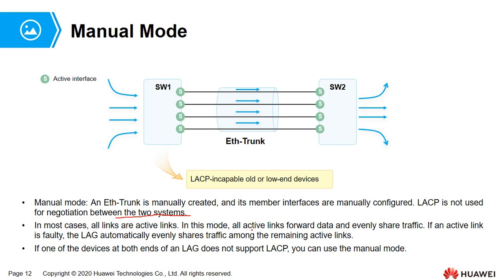In this mode, all active links forward data and share traffic. If an active link is faulty, the link aggregation group automatically shares traffic among the remaining active links. If one of the devices at both ends of a link aggregation group doesn't support LACP mode, you can use manual mode in this condition.